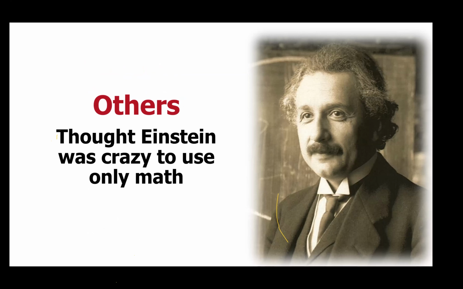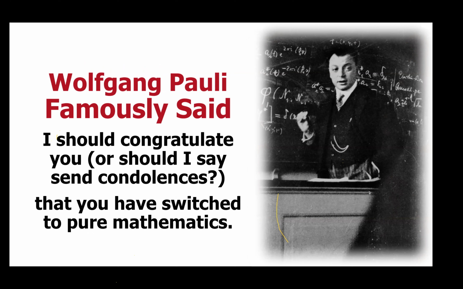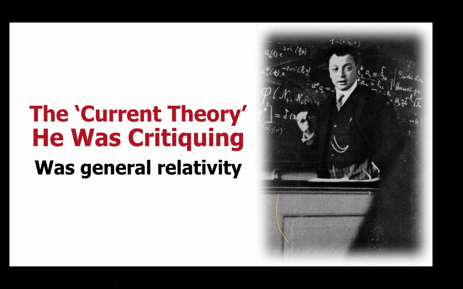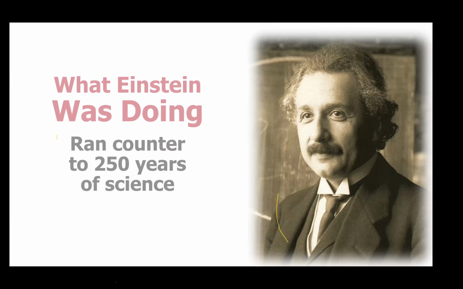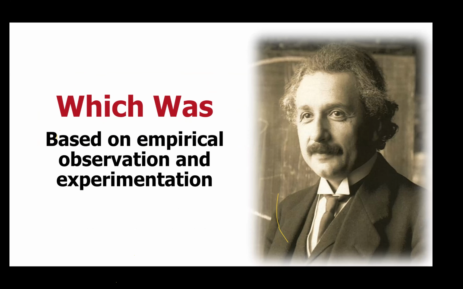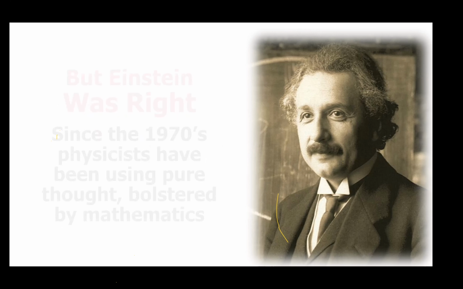Others thought Einstein was nuts to use only math. Wolfgang Pauli, a name you're probably familiar with, one of the great pioneers of the early 20th century in quantum physics, famously said this: I should congratulate you, or should I say send condolences, that you have switched to pure mathematics. I will not provoke you to contradict me in order not to delay the death of your current theory. The current theory he was critiquing was general relativity. What Einstein was doing ran counter to 250 years of empirical science based on observation, experimentation, the scientific method.